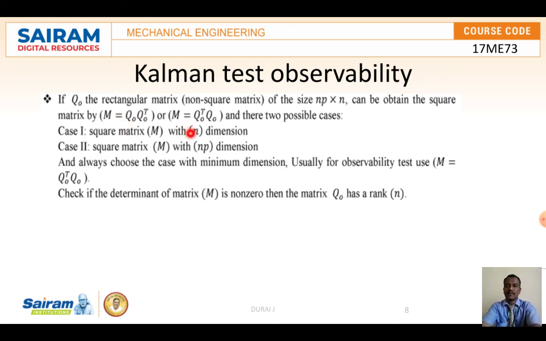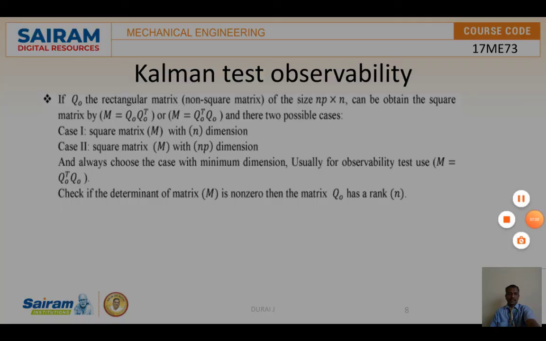M is equal to Q0 into Q0 transpose, and always choose the case with minimum dimension. Usually for the observability test, M is equal to Q0 transpose into Q0. Then check that the determinant of matrix M is non-zero, so the matrix Q0 has rank n. So this is all about Kalman's test of observability as well as its significance.